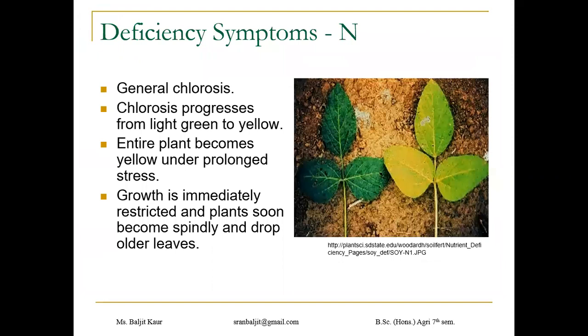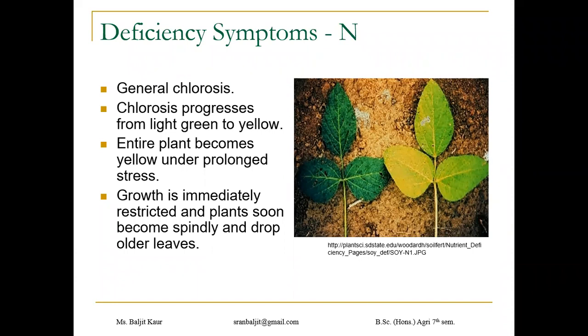Now I'll show you the particular pictures in which you can recognize what is the particular symptom of a particular nutrient. So firstly we will talk about nitrogen. I have already told you what is the function of nitrogen. It imparts green color to the plant, right? And vegetative growth of the plant is increased if we apply nitrogen, right?